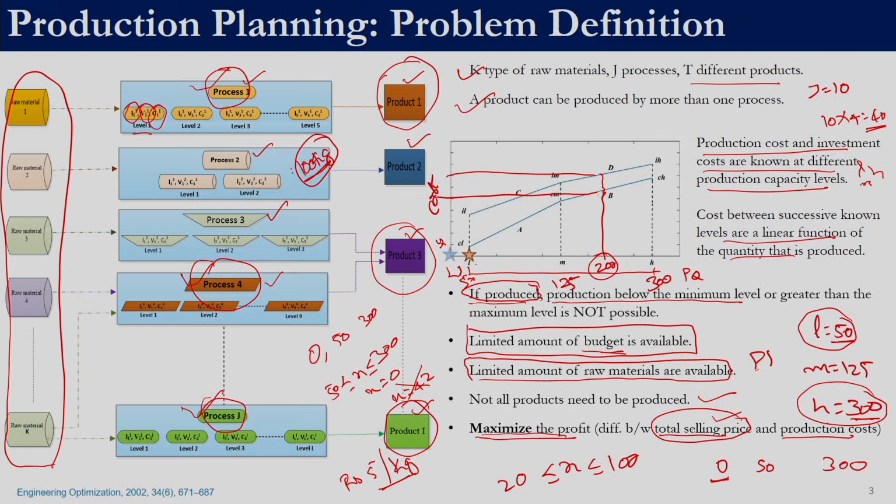The amount of raw material that would be required to produce this quantity should be less than or equal to what is available. Let us say only 50 kgs of raw material 2 are available, and producing 100 kgs of product 2 requires 170 kgs of raw material 2. Then we cannot even produce 100 kgs of product 2 from process 2. So, the total amount of raw material required should be less than or equal to what we have. That is another constraint. These two are the explicit constraints that we have: budget constraint and raw material constraint.